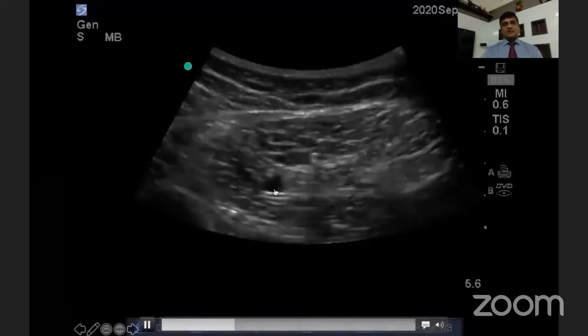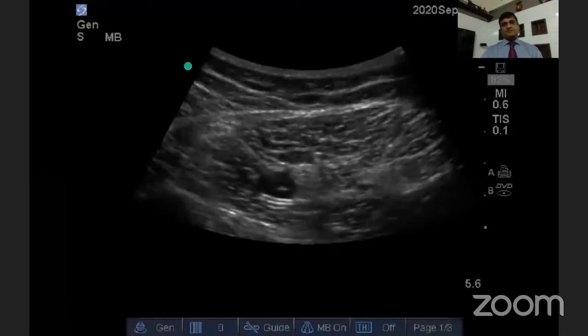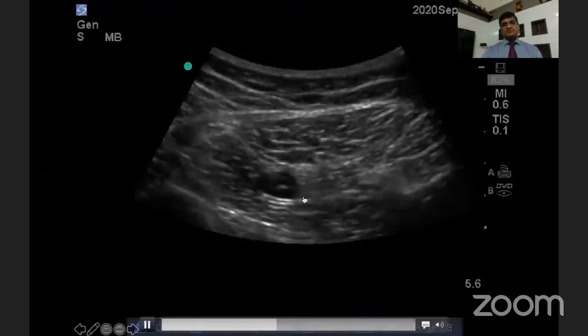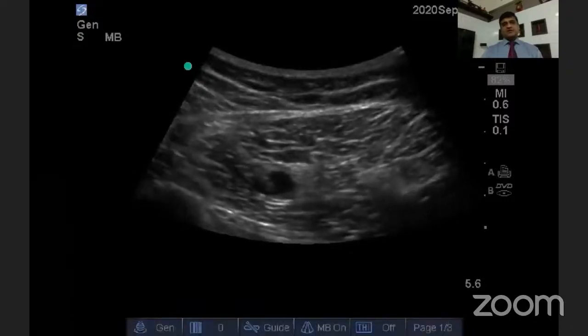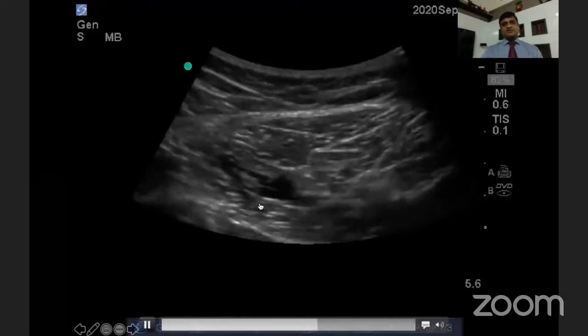You can appreciate the needle tip when the drug is being given around the nerve. There is nice drug spread around the nerve. At this level, you can turn the probe 90 degrees to have a longitudinal view.